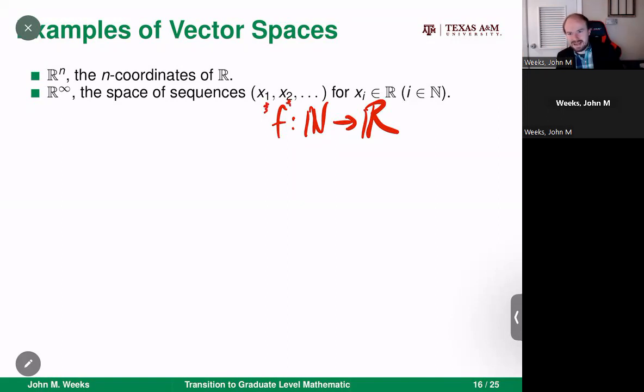Our indexing set is the natural numbers. We start with 1, 2, 3, 4, so on and so forth. And when you plug in 1, you get x1. When you plug in 2, you get x2. You get the second element of the sequence. That's what that gives you.